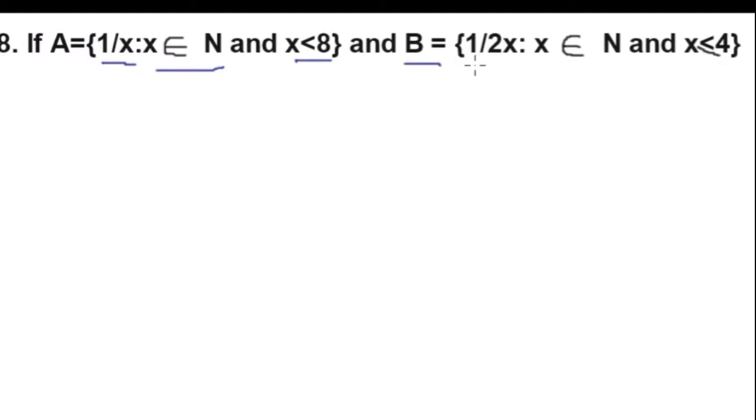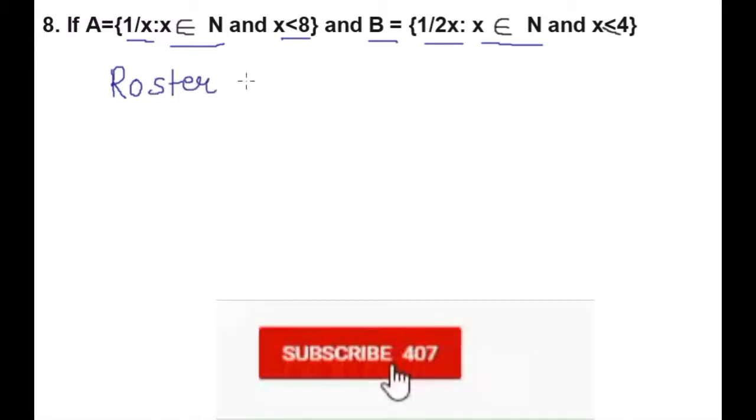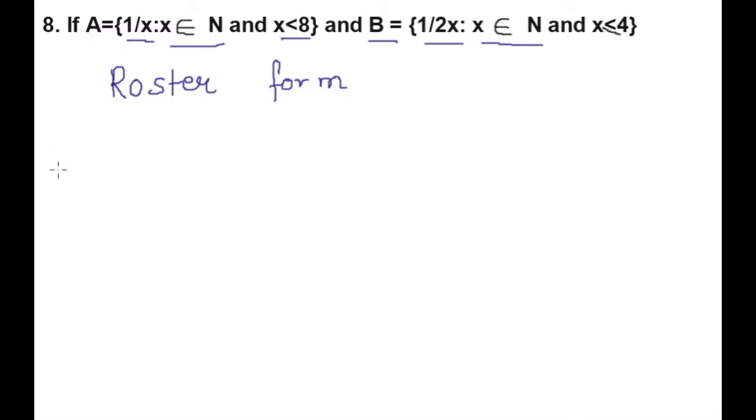and set B is equal to 1 by 2x such that x is an element of natural numbers and x is less than or equal to 4. First of all, we have to write sets A and B in roster form. We will start with A. A equals 1 by x, where x is an element of natural numbers.